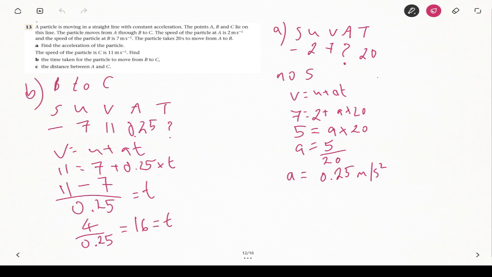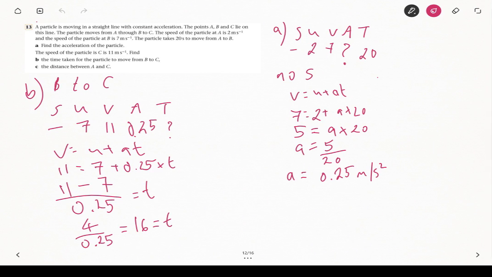So my initial speed is 2, my final speed is 7, my time is 20, and I want to know what the acceleration is. So this tells me that I need an equation with no s in it. That equation is v = u + at, and I simply substitute in my values, rearrange and cancel some stuff down. I get that a is 0.25 meters per second squared. Remember, if you find this is going too fast, just pause the video and read through what I'm doing.